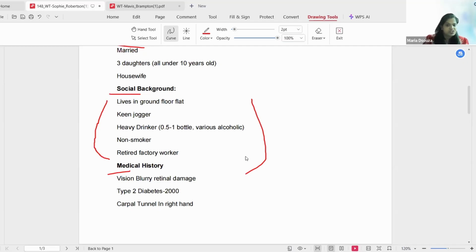Now, since you're talking about this alcohol substance abuse, I'm sure retired factory worker will help them to understand what his background is. Am I right? So, analyzing who the reader is is important. Analyzing what the patient's condition is is important here. Once you know that, identifying the relevant and irrelevant information becomes easier.